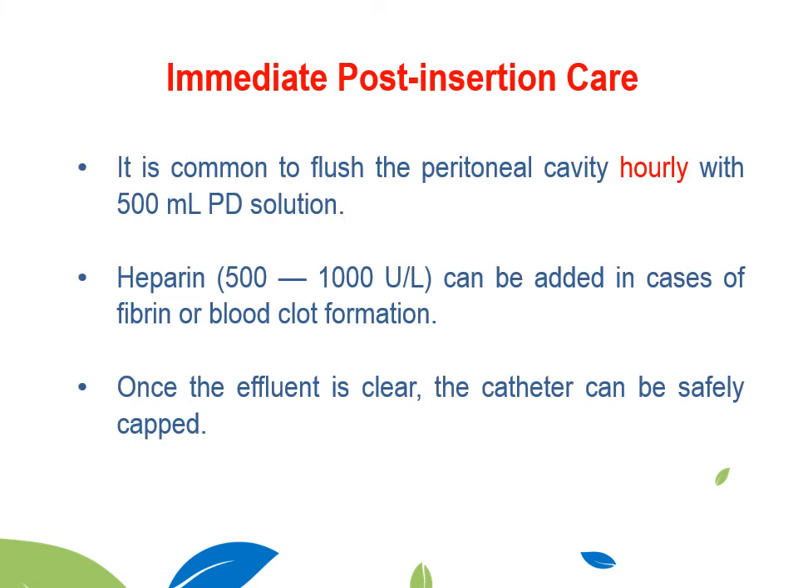Immediately after insertion, as we mentioned, we have to flush the catheter or the peritoneal cavity hourly with 50 ml of PD fluid. We can add heparin, 500 to 1000 units per liter, in case you see some fibrin or blood clots coming out in the effluent. Once the effluent is clear, the catheter can be safely capped.